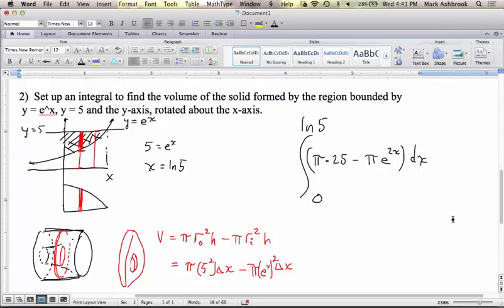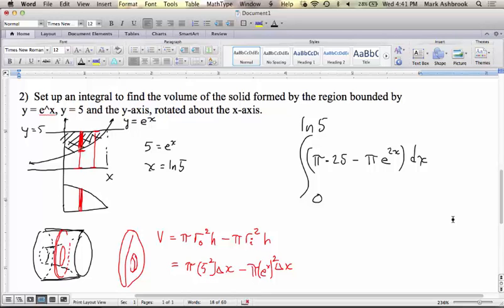Okay, and I just said set up integrals. I saw lots of you solved them. I guess it's okay, but that's not worth any points. I just want to see the right integral. Okay, questions on that? Success? Some people get it? I see some nods. Okay, good.